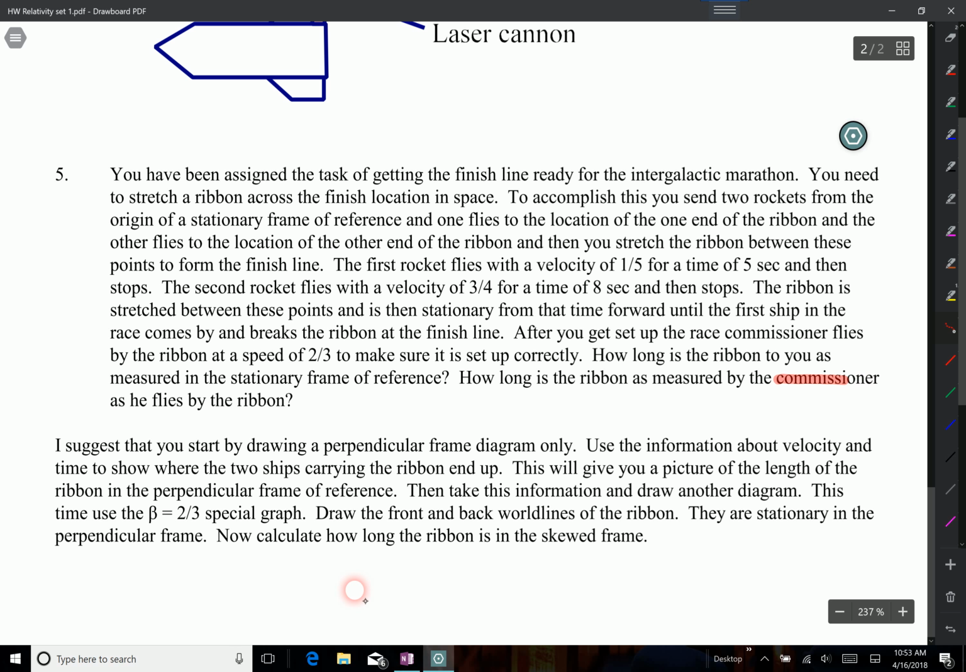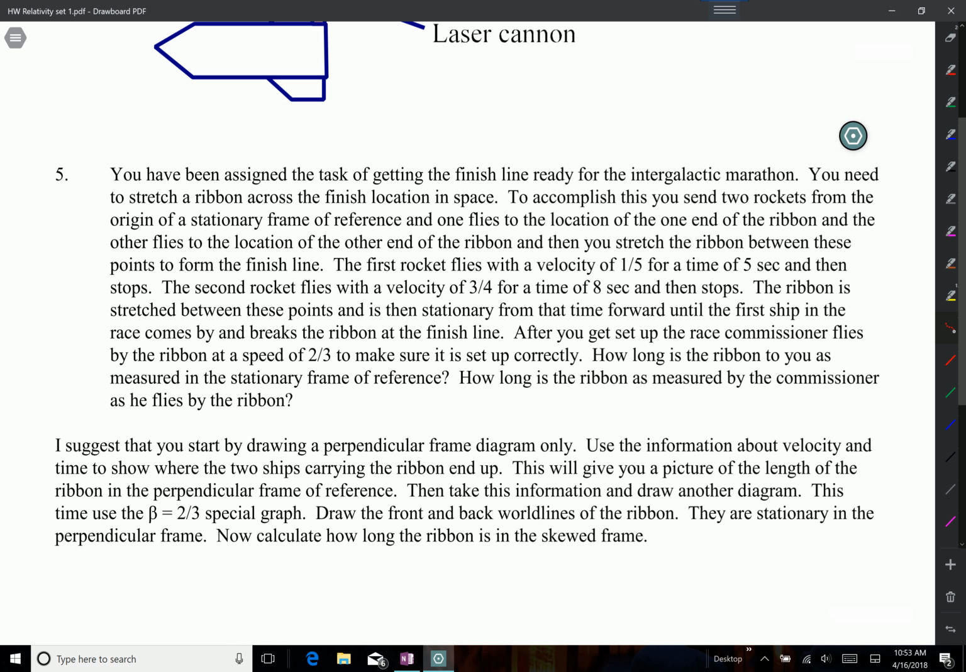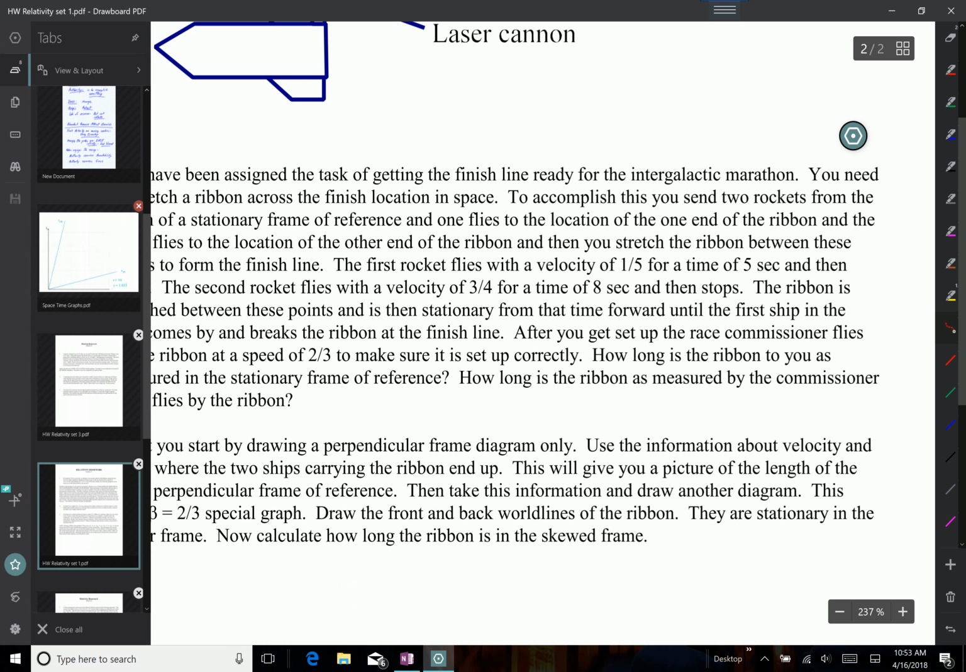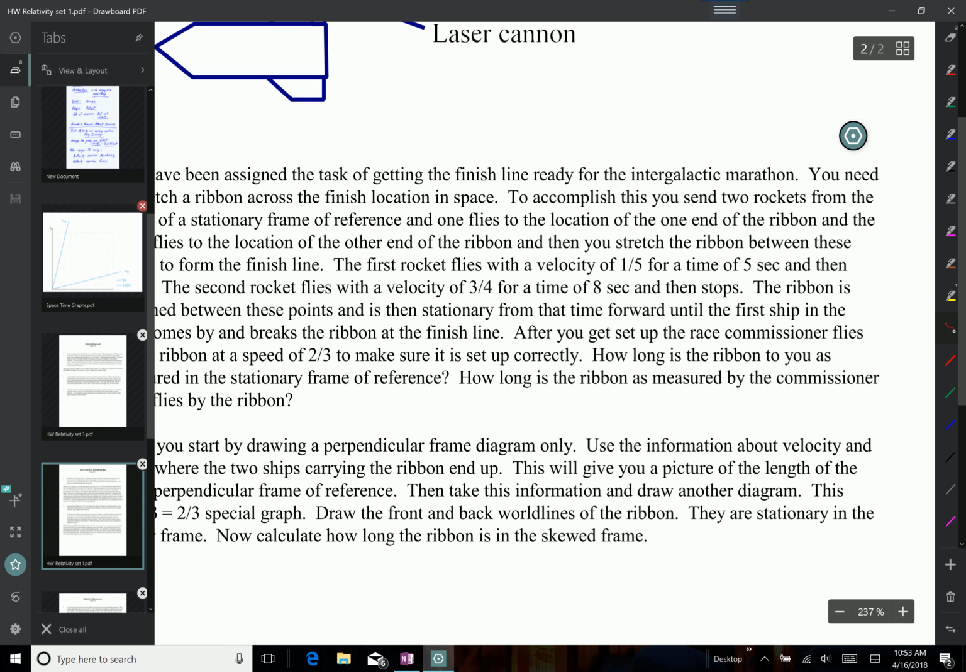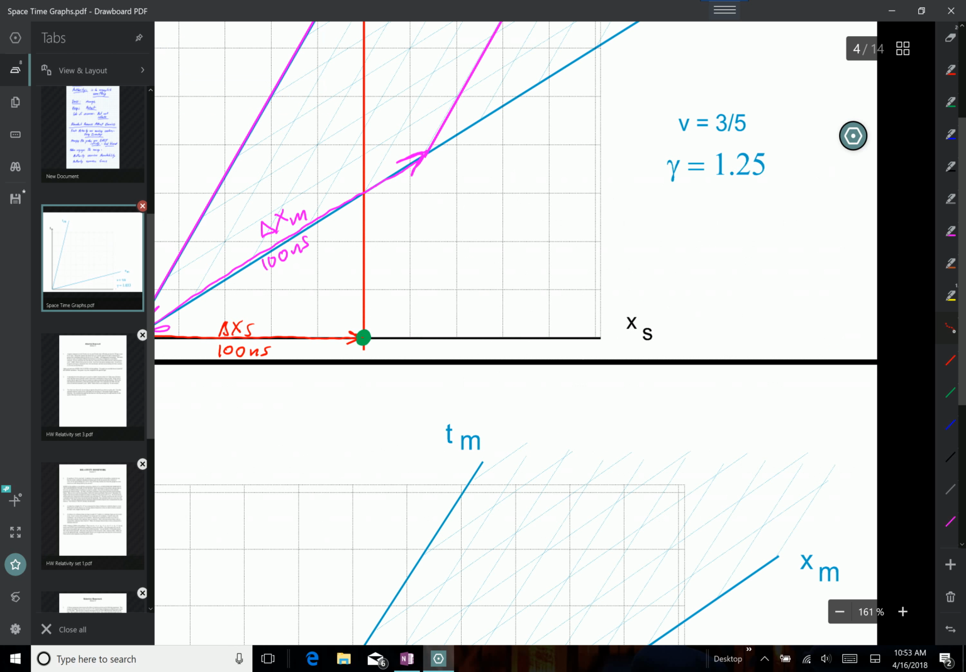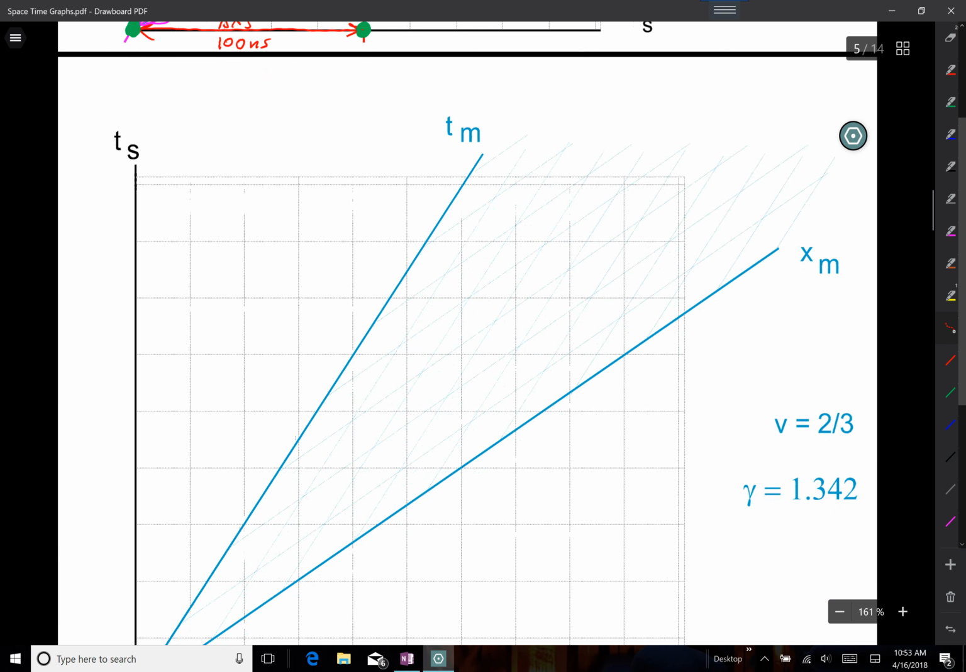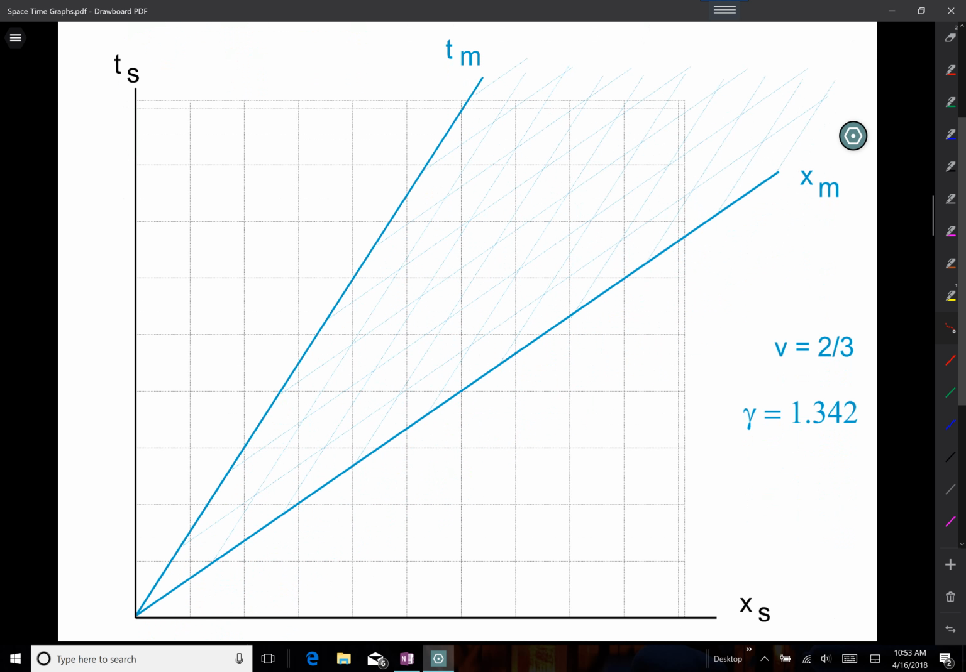So the commissioner is making a measurement. He's an observer. His velocity is 2/3. So he needs to be the moving observer. So here we go. We have to get our 2/3 diagram. There's our 2/3 diagram. Beta is 2/3. So this is the correct diagram.